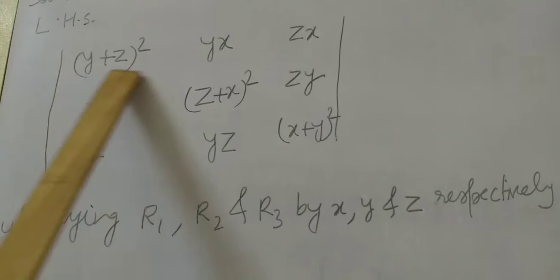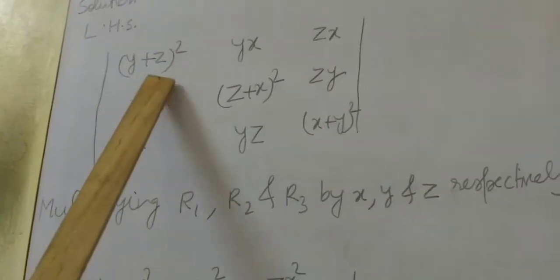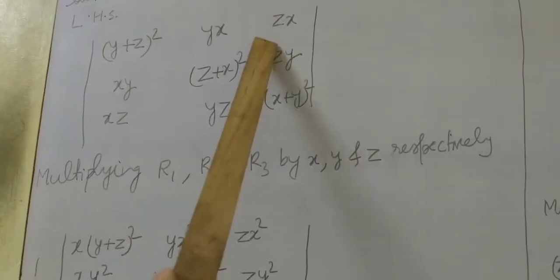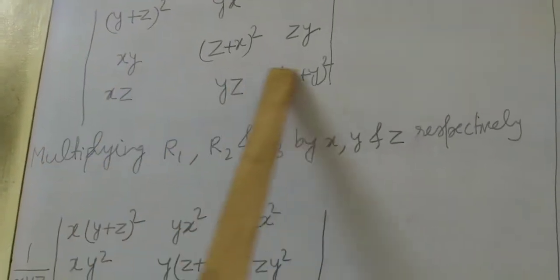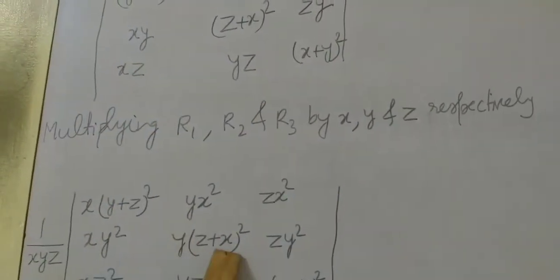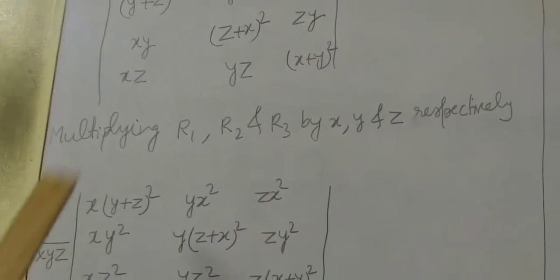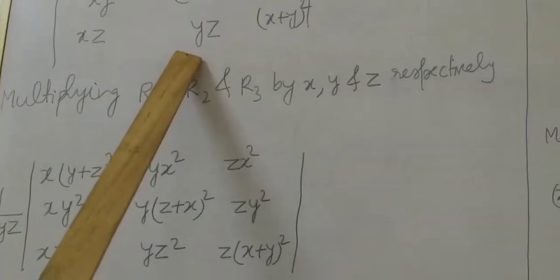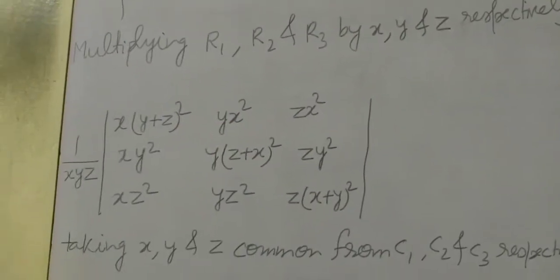So let us multiply the first row by x. So x(y + z) whole square, it will become yx square, it will become zx square. Correct, students? Now let us multiply the second row by y: xy square, y(z + x) square, zy square. Third row we have to multiply by z: xz square, yz square, z(x + y) whole square.